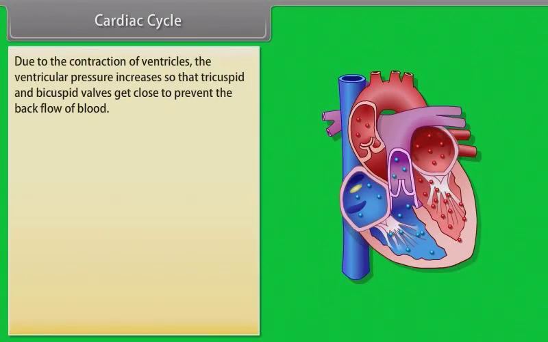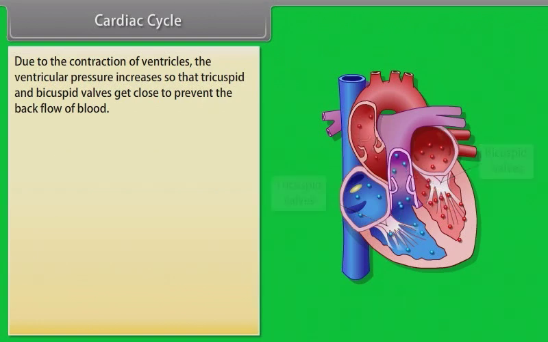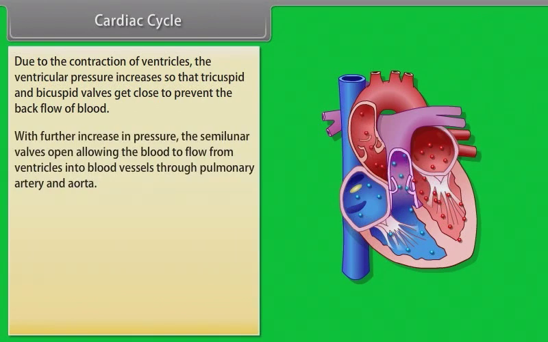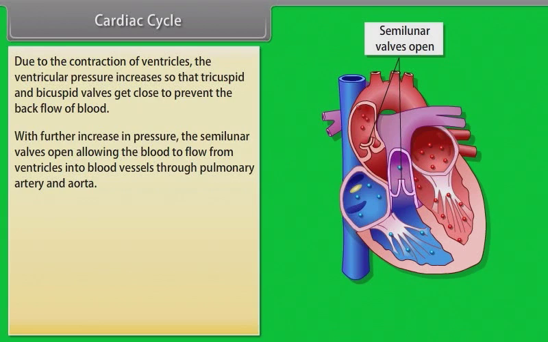Due to the contraction of ventricles, the ventricular pressure increases so that the tricuspid and bicuspid valves get closed to prevent the backflow of blood. With further increase in pressure, the semilunar valves open, allowing the blood to flow from the ventricles into blood vessels through the pulmonary artery and aorta.